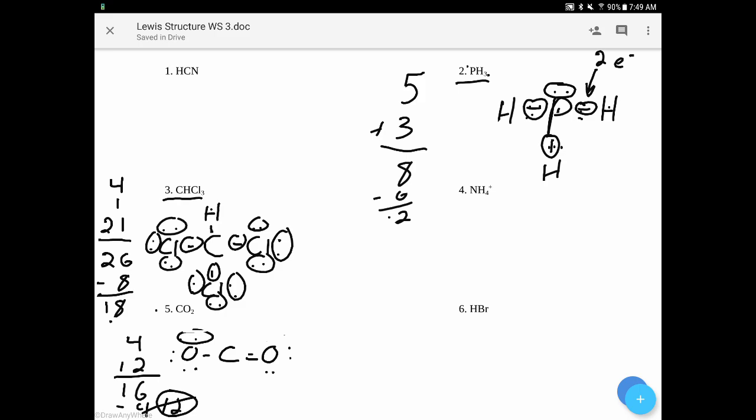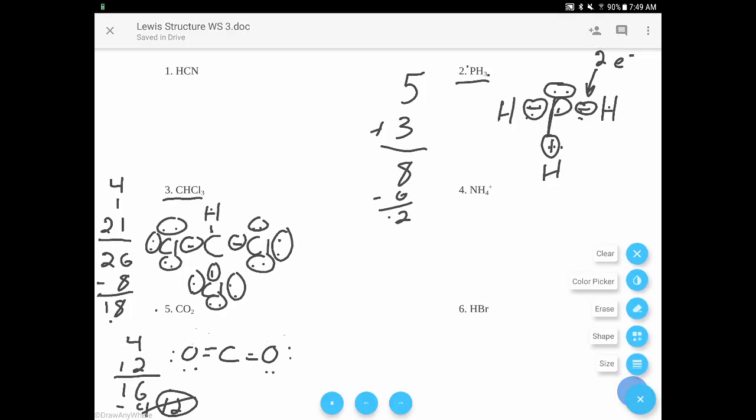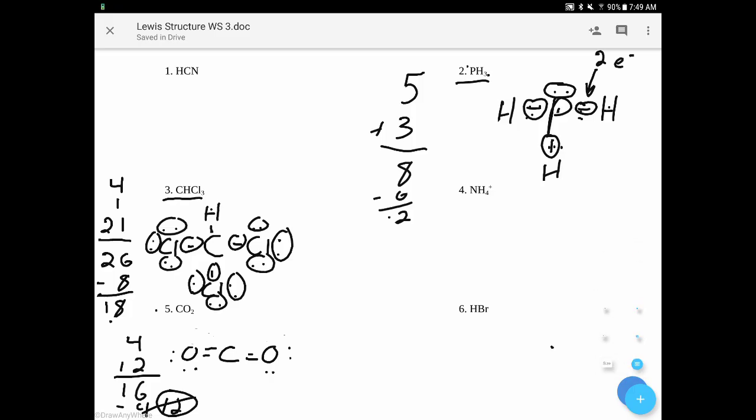So we're going to do the same thing with these ones over here. We're going to move those ones and put them on as another double bond. So now carbon has 2, 4, 6, 8 electrons around it. So now it's happy. Okay.